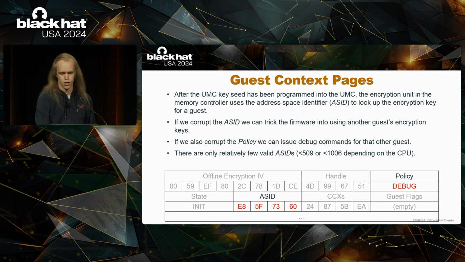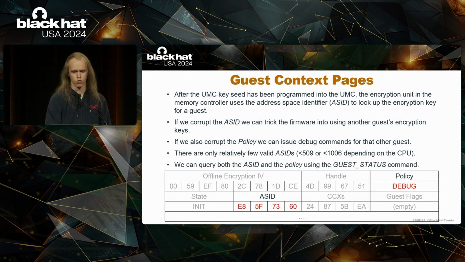Another big problem is that, once again, guest context pages are encrypted, and so the address space identifier field and the policy field are also encrypted, and so this makes it so that the hypervisor can't just look at them and figure out what they actually contain. However, for this, there's actually a very nice solution, which is that AMD SEV-SNP conveniently has a command to just decrypt both of those fields in addition to a few other ones. And the reason this is allowed to work is that none of those fields are really sensitive, and if the hypervisor wants to know about those fields, the firmware will happily tell the hypervisor about them.